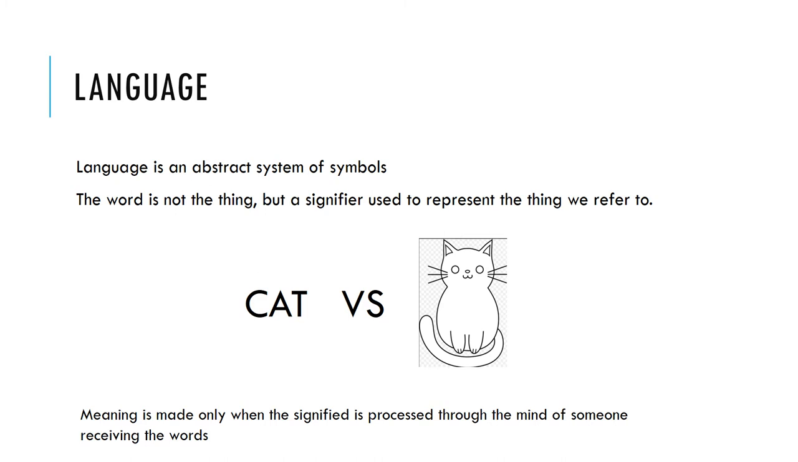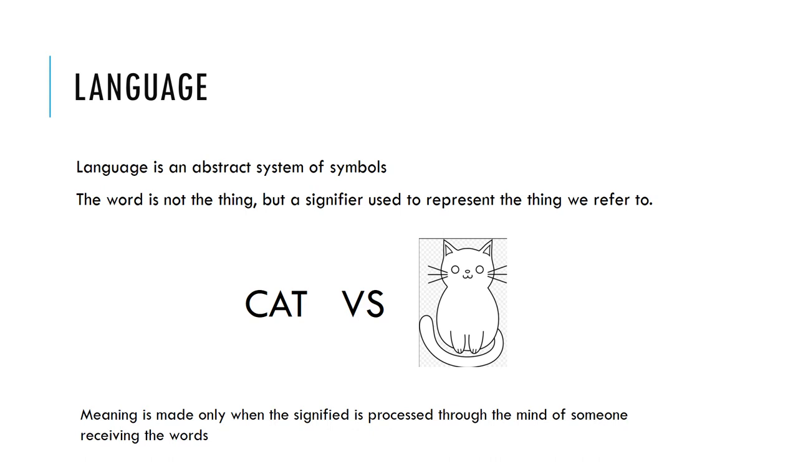Let's shift our gears a little bit and talk about language. So it's important to know that language is an abstract system of symbols. The word is not the thing, but a signifier used to represent the thing we refer to. For example, if I decided to call a pencil a fork, and we all decided that that would be the case, then a pencil would be called a fork. There is no ideal thing where we are informed about what something should be called. It is completely arbitrary. It is by chance that we call things the way we call them.